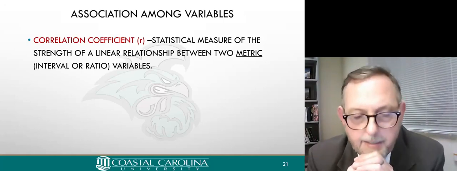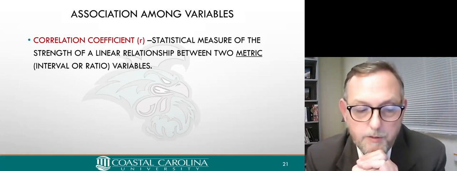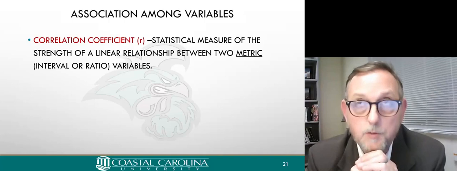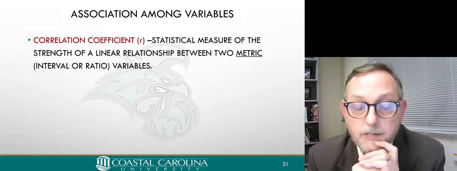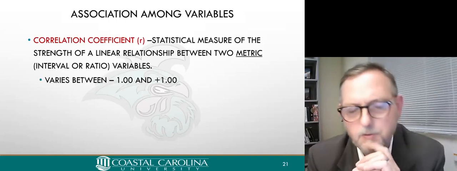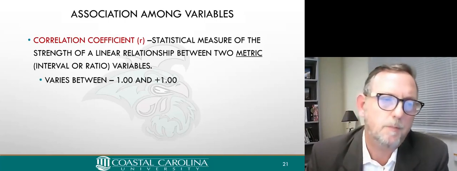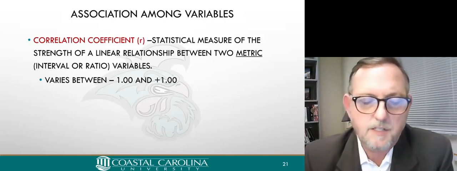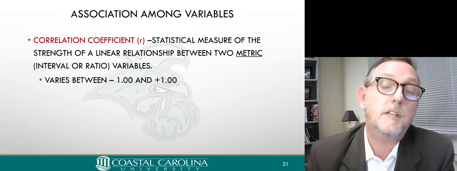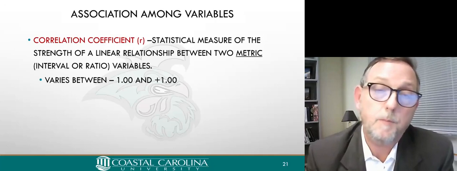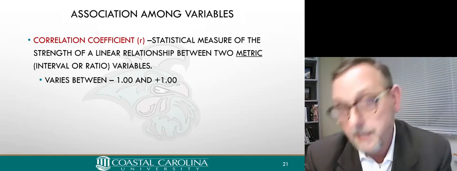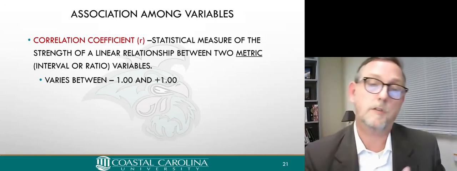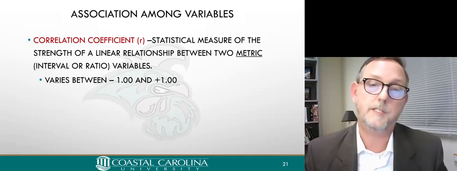Now you can do a correlation with ranked ordinal data. There is a way you can do that, so that's an option, but typically that's not what we're talking about. We're talking about two metric variables most often. The R that emerges can't be greater than 1 or less than negative 1. It'll be between those two values.